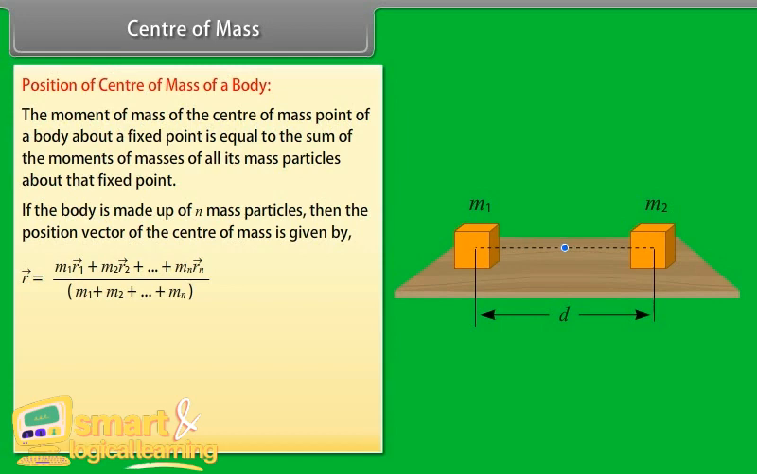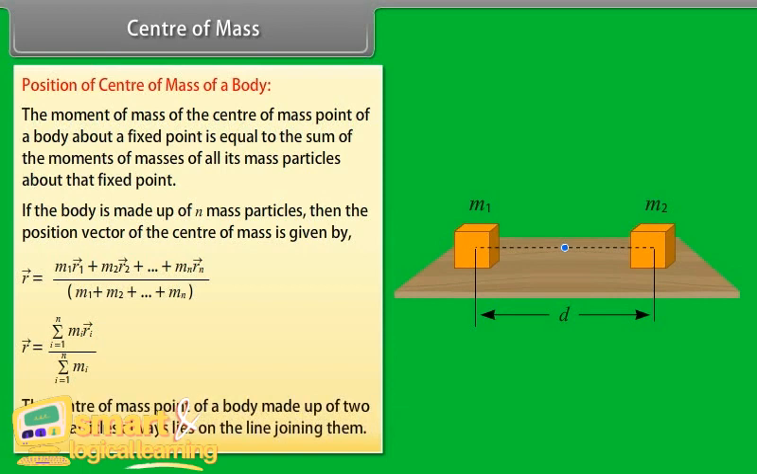On summarizing the above relation, we get r vector is equal to summation from i is equal to 1 to n of mi into ri vector by summation from i is equal to 1 to n of mi. The center of mass point of a body made up of two mass particles always lies on the line joining them.